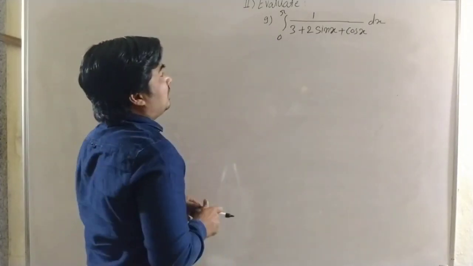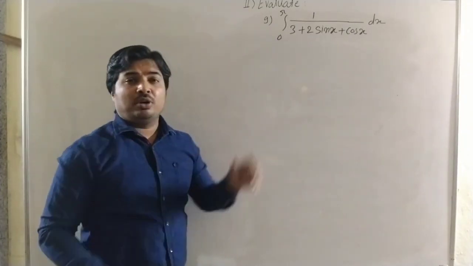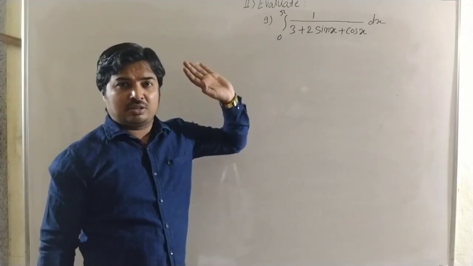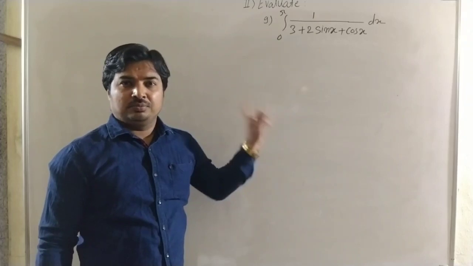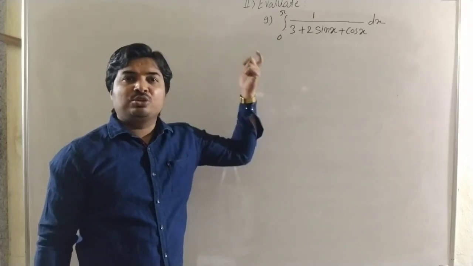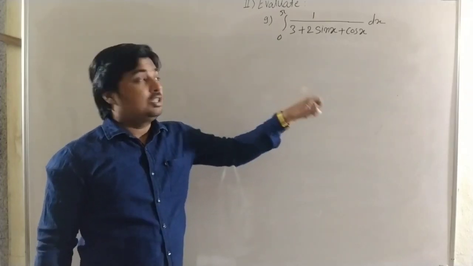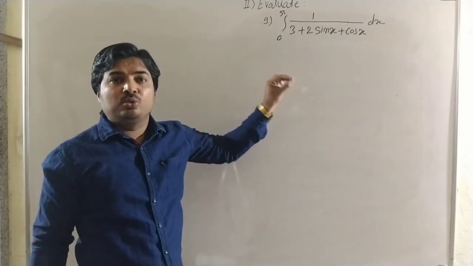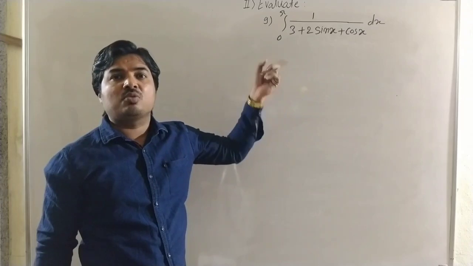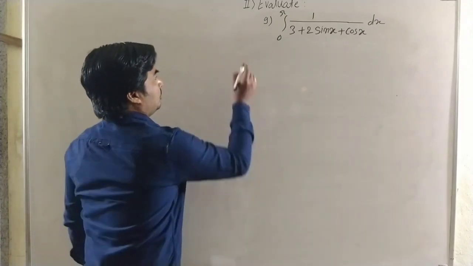Here again this integral is of the type 1 upon a plus b sin x plus c cos x. The solution method is to put tan x by 2 is equal to t. Then dx is equal to 2 dt upon 1 plus t square, and sin x is 2t upon 1 plus t square, and cos x is 1 minus t square upon 1 plus t square.